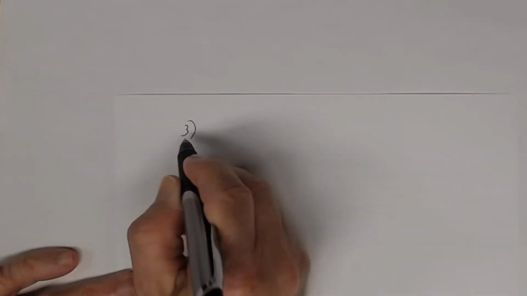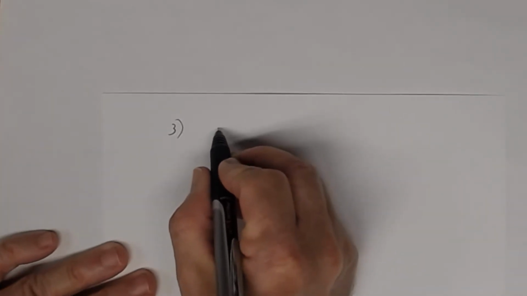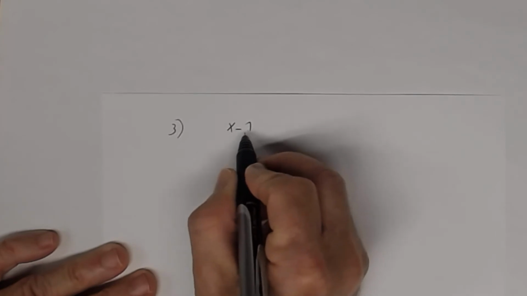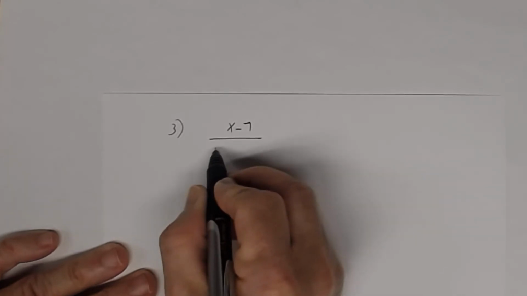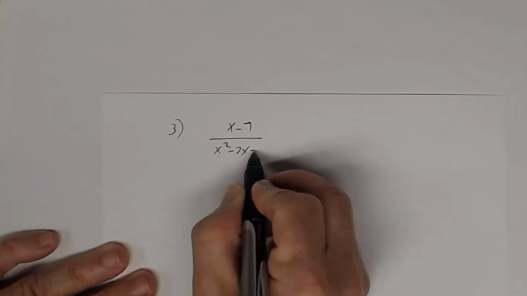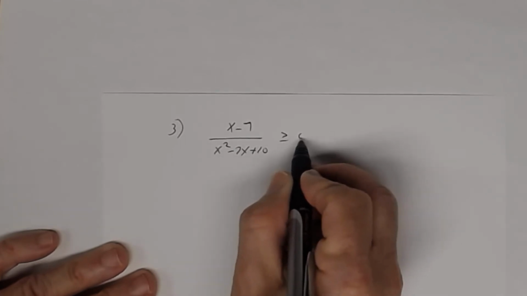And so finally, number 3. So let's get number 3. All right, number 3, we have this problem. So we have this rational inequality, x minus 7, that's a 7, divided by x squared minus 7x plus 10 is greater than or equal to 0.